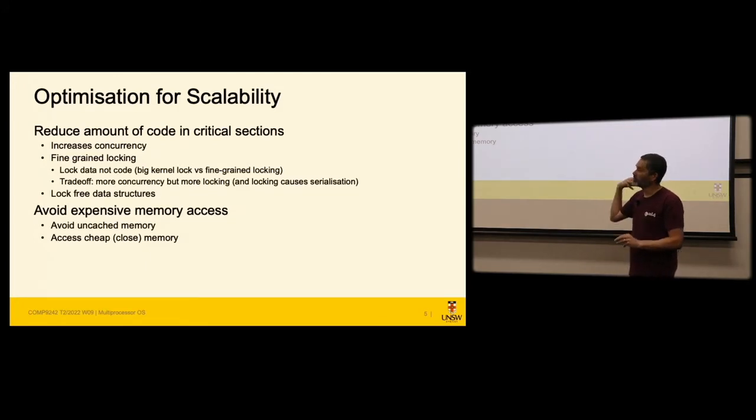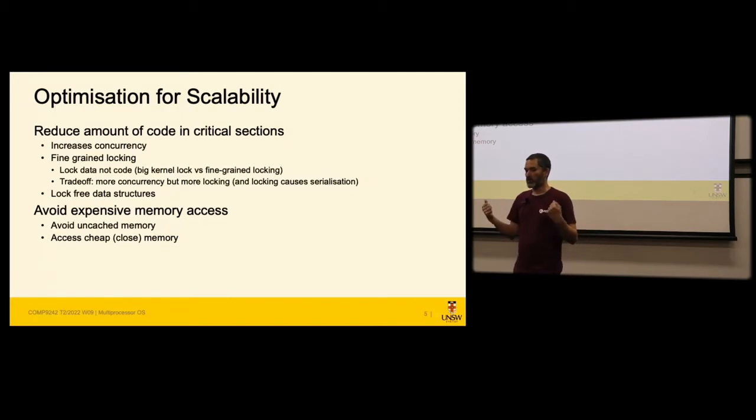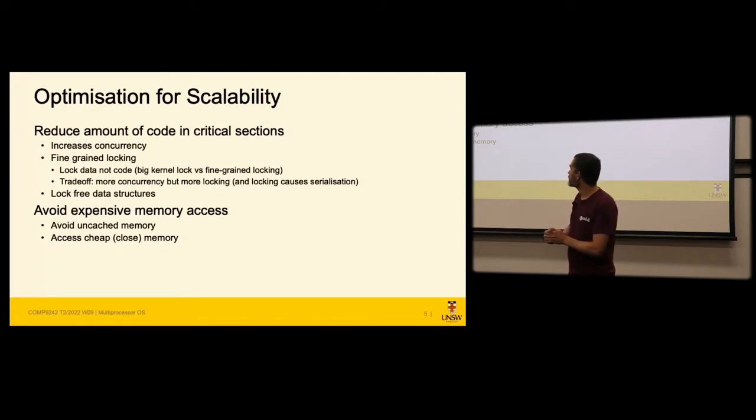The other option is to use lock-free data structures. So data structures where concurrent processes can access those data structures, read and modify them, without necessarily having to do locking. So that allows you to reduce the amount and effect of the code in the critical sections, so to reduce the serialization.